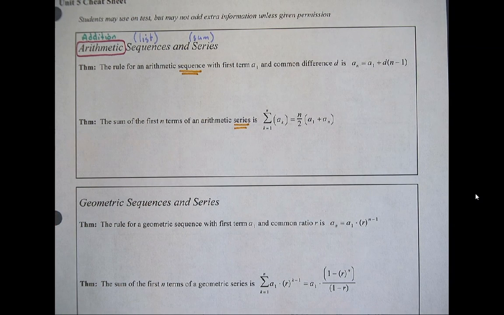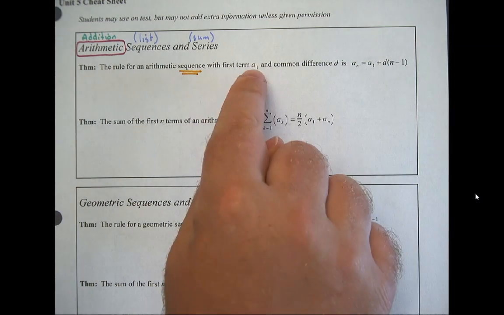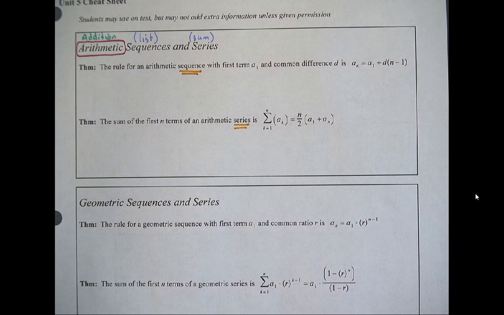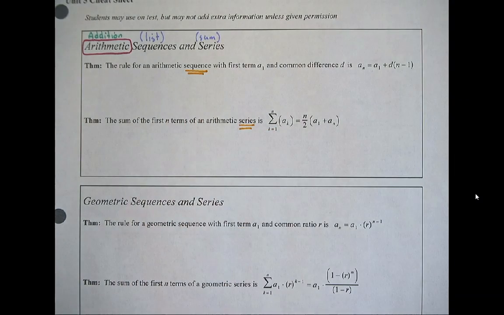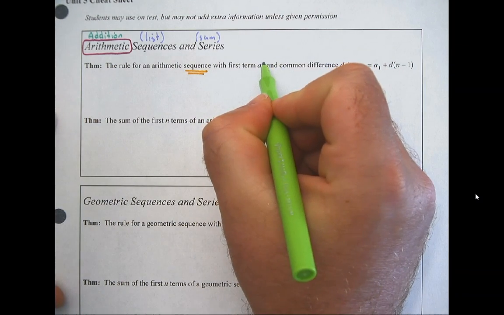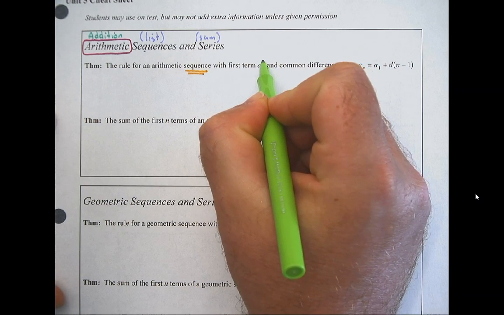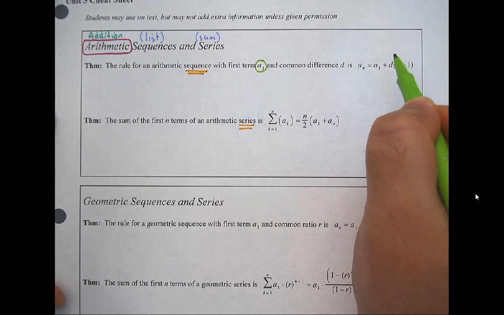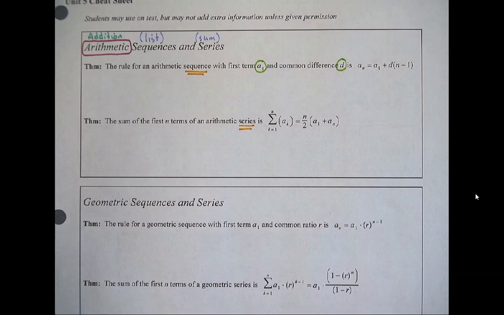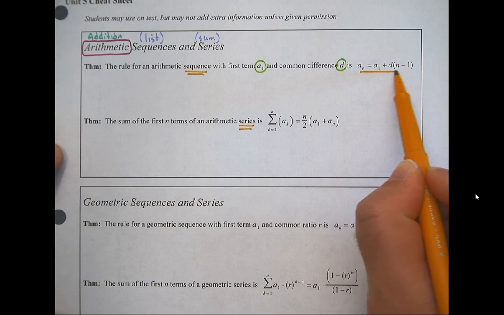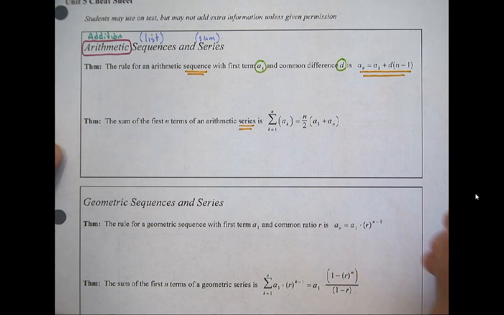So what are the characteristics that we really care about here? What are the things that we're going to highlight? Well, there's two things that you want to really look for. The rule for an arithmetic sequence with first term a sub 1 and common difference d. So those are the two things that you've got to find. You've got to figure out what the first term is and what the common difference is in between them. And then we just have to plug and chug into this rule.